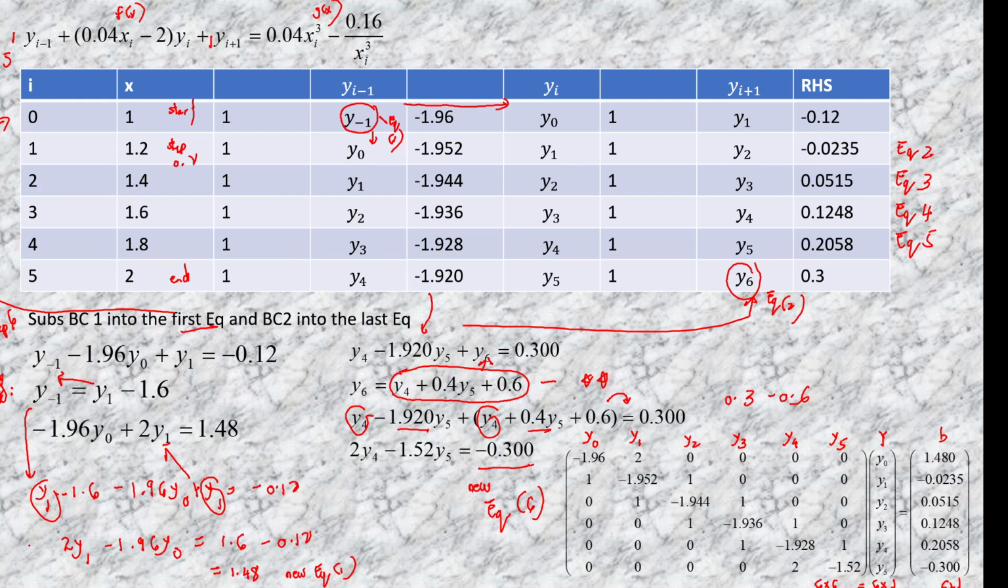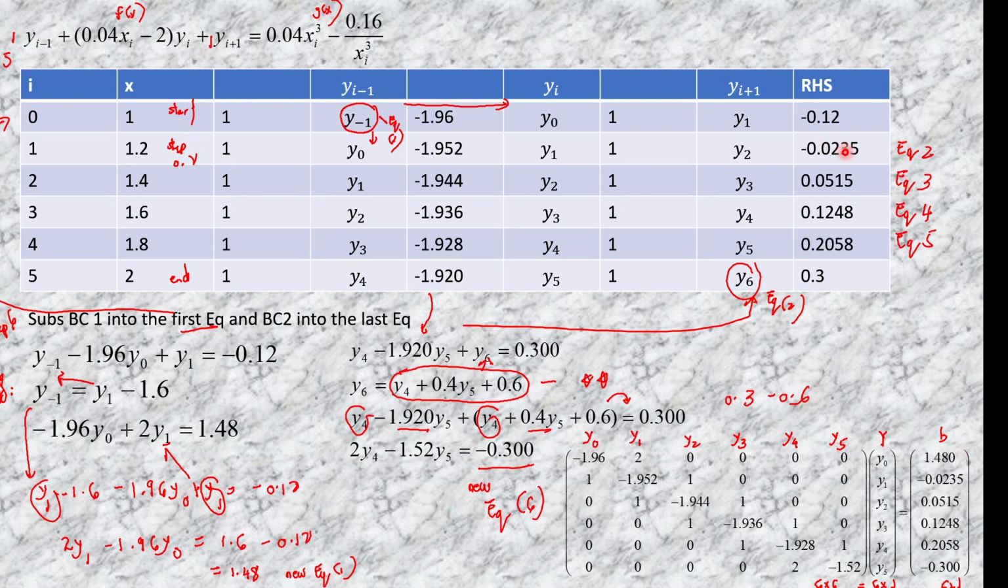So the new equation 1, you got 2y1. Start from y0 first. You have negative 1.96 y0, that's why here, negative 1.96 y0, and then 2y1. Equation 1 only has y0, y1, so y2, y3, y4, y5 are 0. Then equal to 1.48.